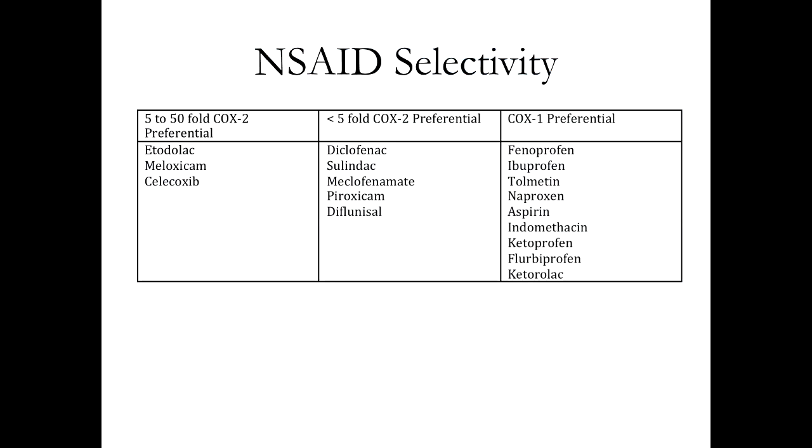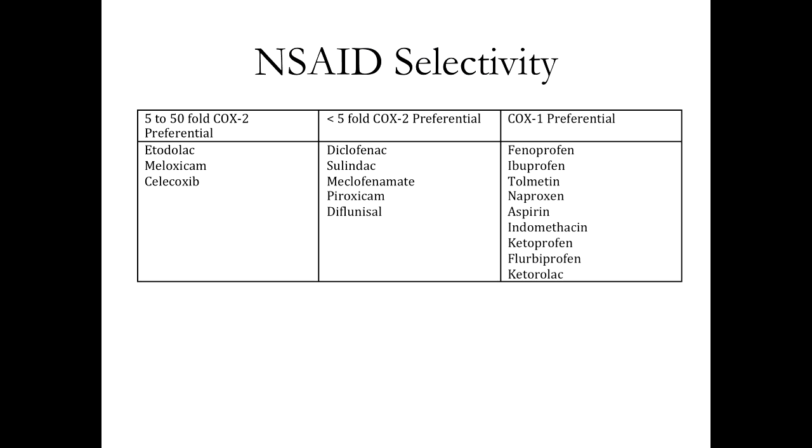So I was talking about selectivity. This is actually probably the best way I can think of to show you the different categories instead of putting all the drugs up there and putting them on a continuum. But when we talk about what we would consider to be the more COX-2 preferential, that's the term that I prefer. That's 5 to 50-fold COX-2 preference. We have etodolac, which is Lodine, meloxicam, which is Mobic, and celecoxib, which is Celebrex.